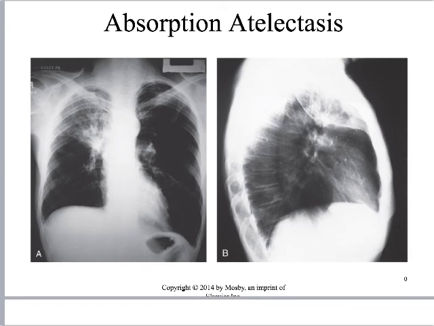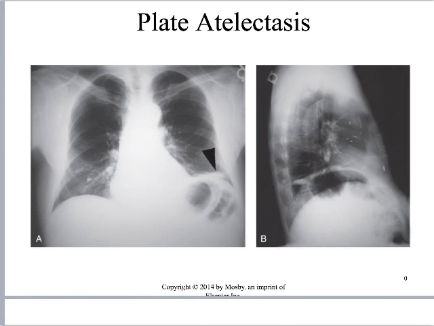So here's an example of absorption atelectasis. You can see that patient's right hemidiaphragm is elevated, above the left hemidiaphragm, and we see that the compression is apparent there in that right upper lobe. You can see it even more clearly on the lateral. You can see the fissure where the compression occurred. Here's an example of plate atelectasis of the patient's left lung. And that plate is just describing how it appears.